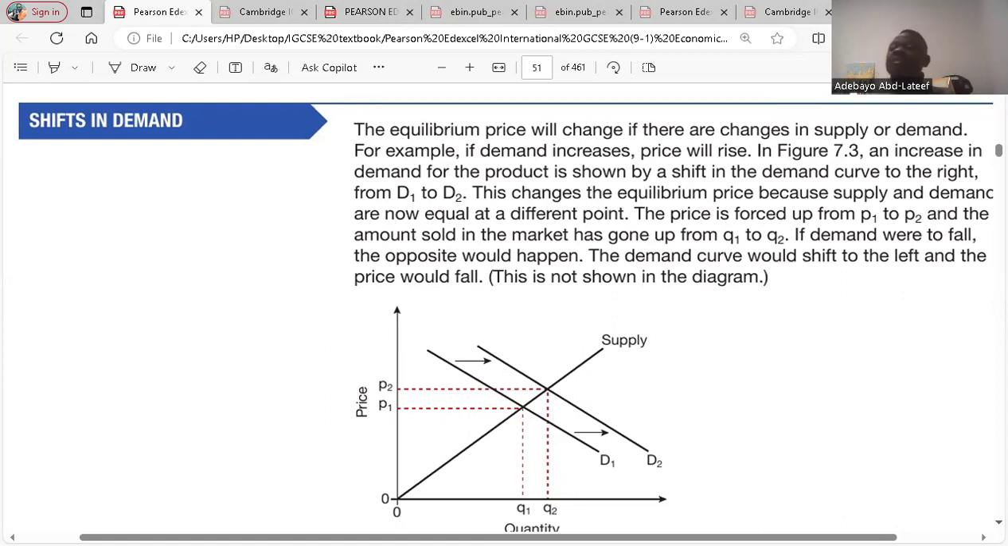Yes. And if demand falls, the demand curve will shift leftward from D2 to D1, which means the quantity demanded in that market will contract from Q2 to Q1, making the price of the products fall from P2 to P1. Is it clear? Yes. So that is how price changes. If demand increases, then price will change. If demand falls, price will fall. I think the point is clear.